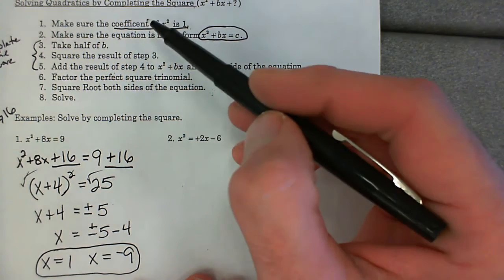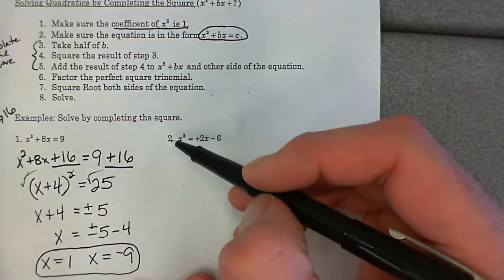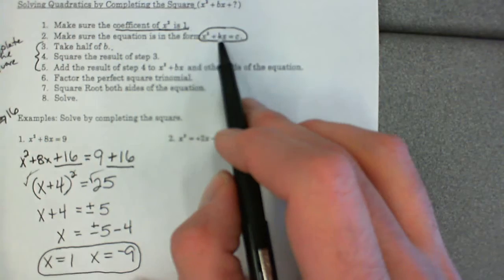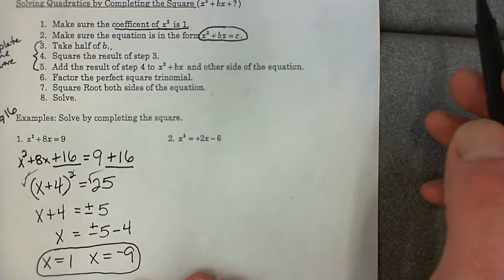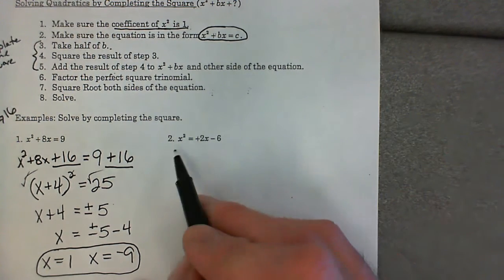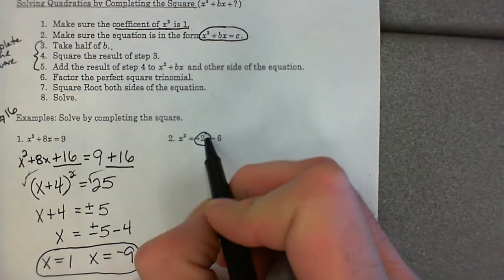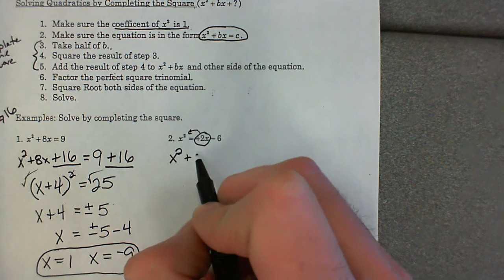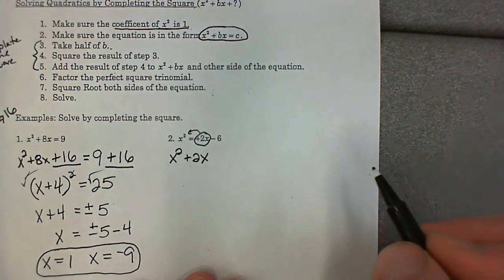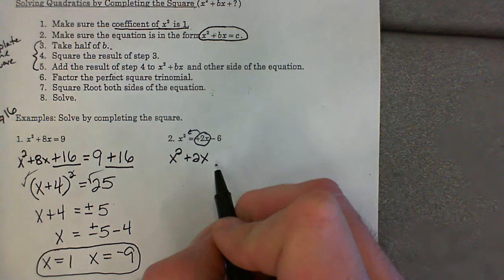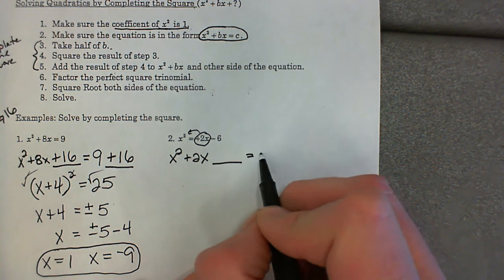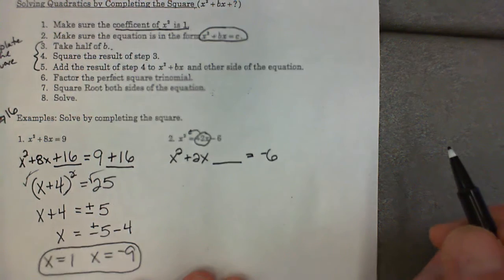So first we want to make sure the coefficient of x squared is 1, and it is. Next we want to make sure the equation's in the form with the x squared and the x on the left side, whole number on the right side. And currently that's not the case. So this term here needs to come to the other side. So that's going to get us x squared plus 2x. Now recall that we're going to be coming up with a third term, so I'm going to leave a space there, and then that's going to equal, we have a negative 6 left over on the right hand side.